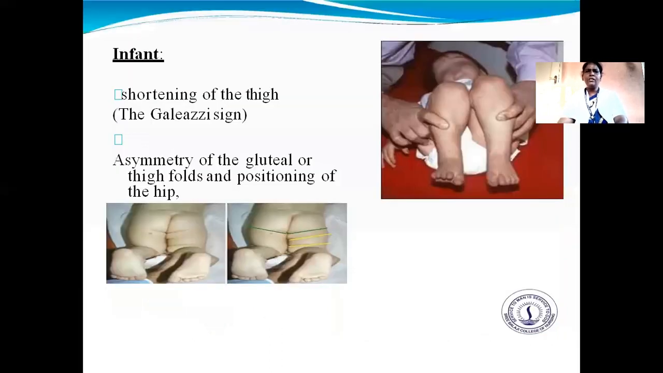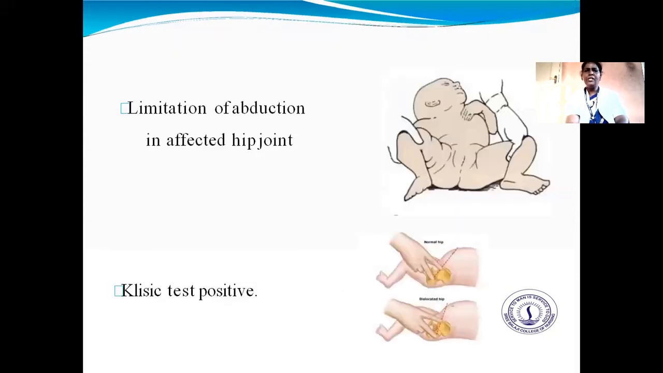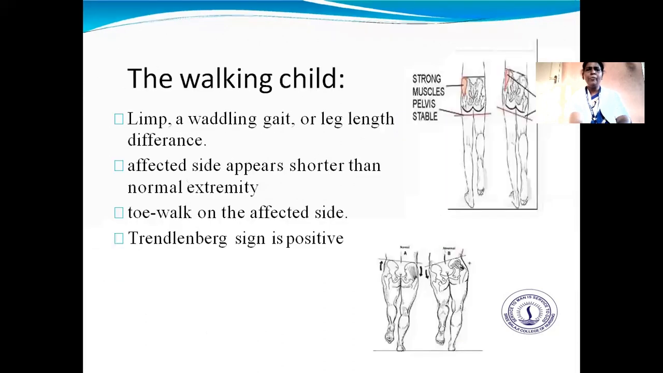Next, in infants, shortening of the thigh will be there. That is called the Galeazzi sign. For the Galeazzi sign, the baby is in supine position, the hip will be flexed, then the knees will be flexed. If you look at the height of the knees, there is a difference. Then asymmetry of the gluteal or thigh fold and positioning of the hip will be there. Next, limitation of abduction will be there in the affected side. Then in the walking child, limp, a waddling gait or leg length difference will be there.